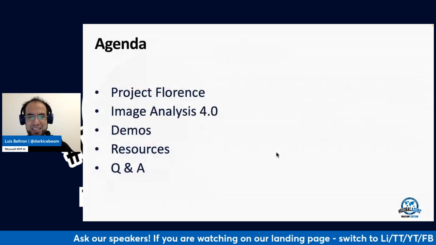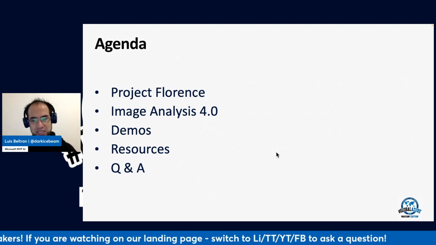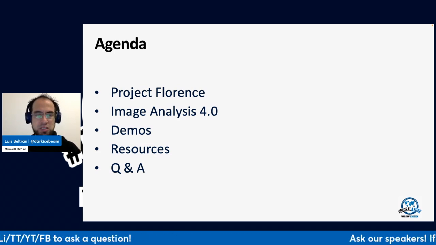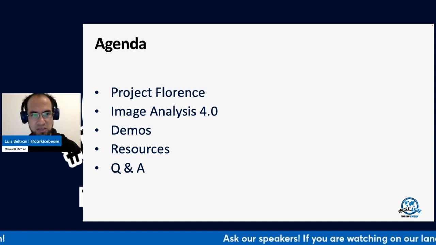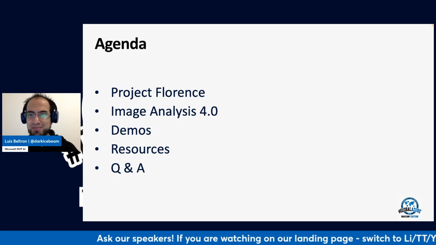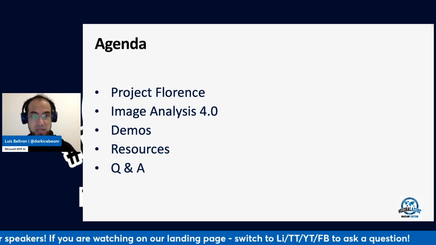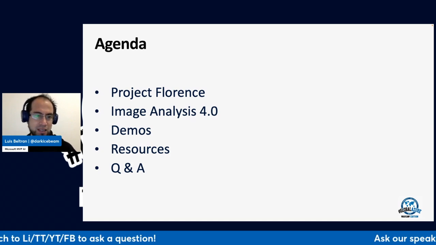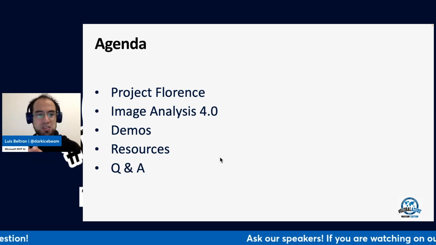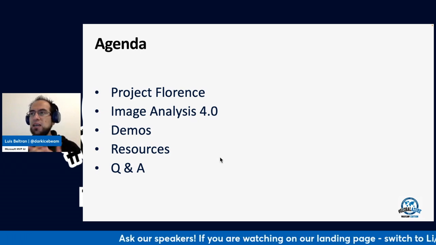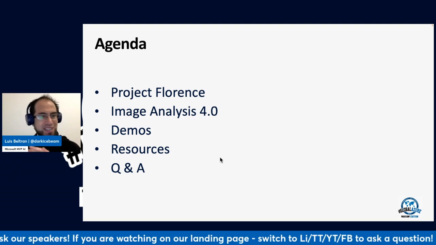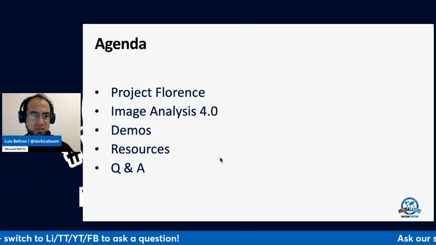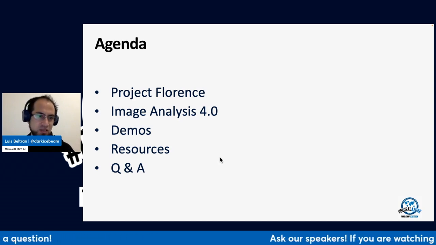So, this is our agenda. First, we will talk a bit about this project Florence. Then we will discuss Image Analysis 4.0 and what its features are. Then we will explore each of them. I think it's the right time to do some demos for each one. There are six, basically. And then I will share some helpful resources that can be interesting for you. If you have any questions, please write them in the chat. Sometimes I need to wait for some process to finish or for the page to load, so I might answer some of them while we are waiting, or also at the end, of course.